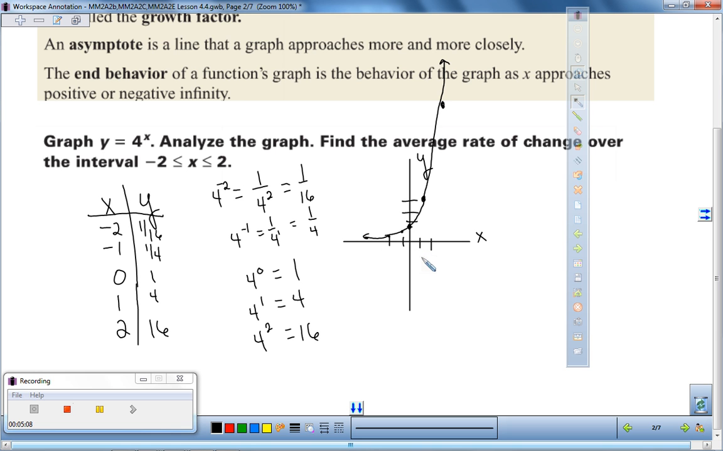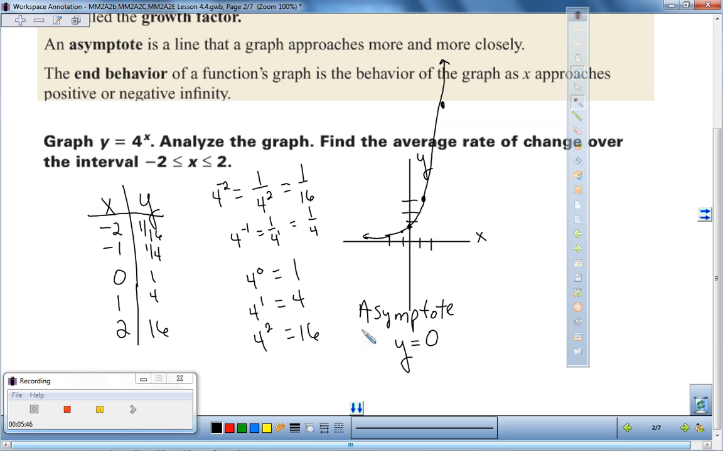Now let's talk through this. This graph has a horizontal asymptote which is the x-axis. The x-axis is when y is equal to 0. That's the equation of this line, y equals 0. So that would be our asymptote. It'll never cross that.